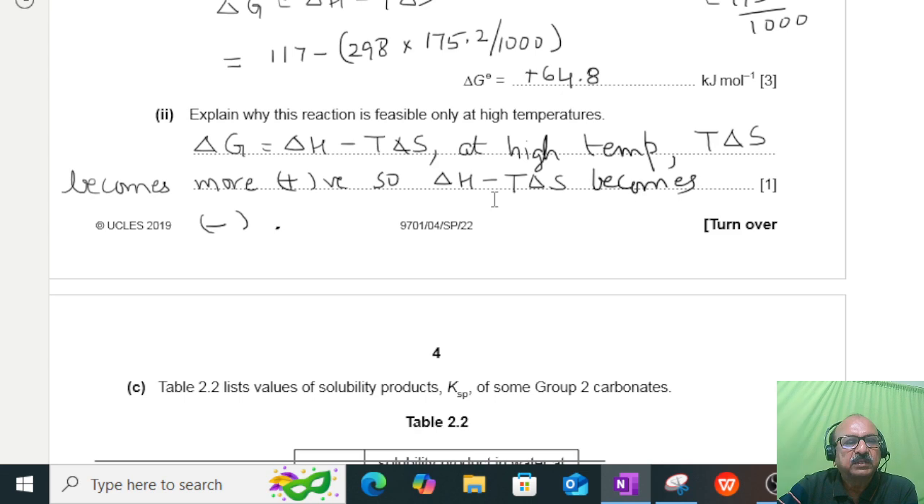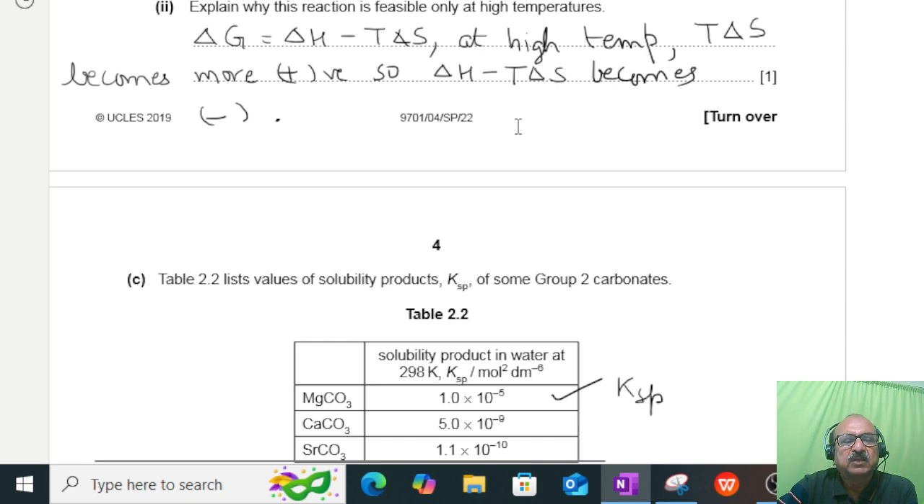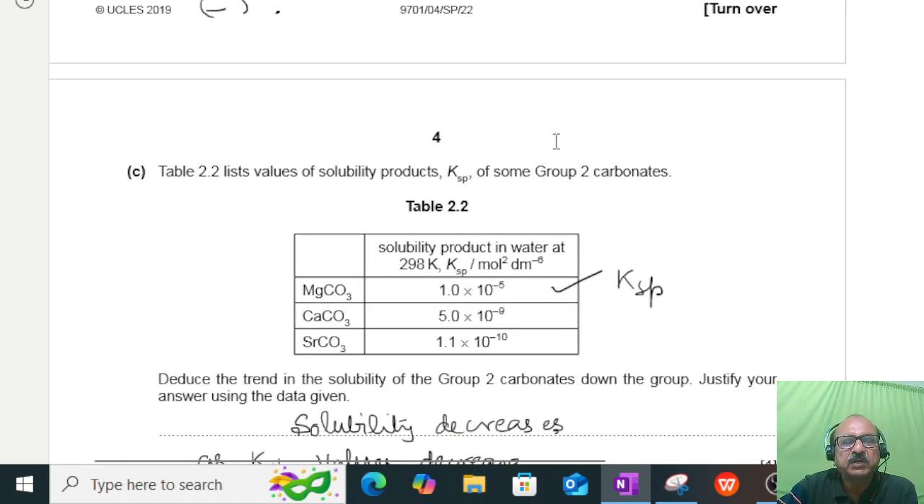Okay, now why is this reaction feasible only at high temperatures? As you know, this reaction is not feasible at the temperature of 298, because this delta G has a positive sign, so this is non-spontaneous. But this reaction will become spontaneous at high temperatures, because when the temperature is high, the T delta S value would increase, and when this increases, on subtraction you will get the delta G value as a negative answer, and therefore this reaction will become feasible at the higher temperatures. So that's the answer. Hope you understood this.